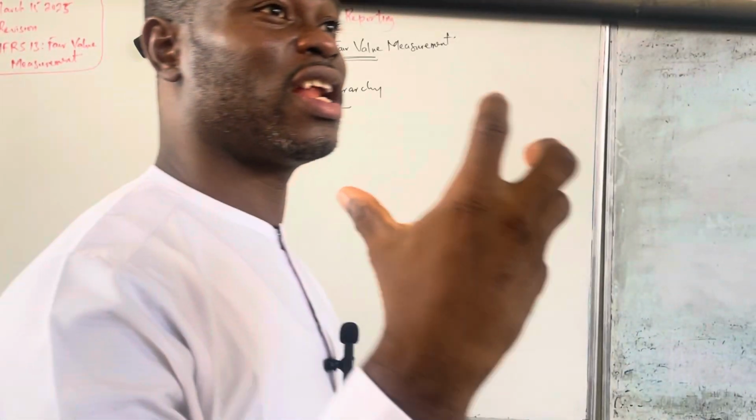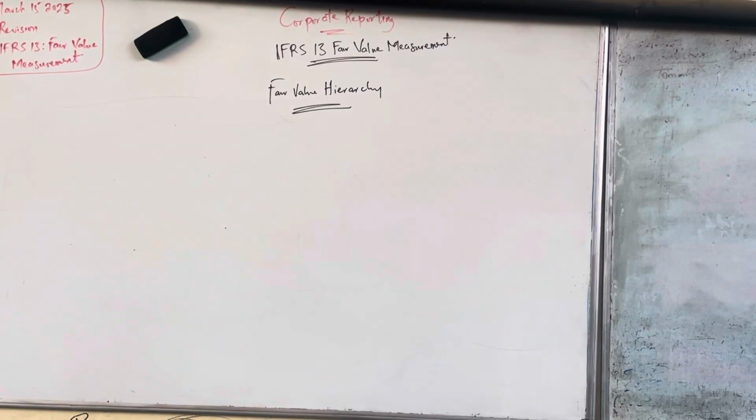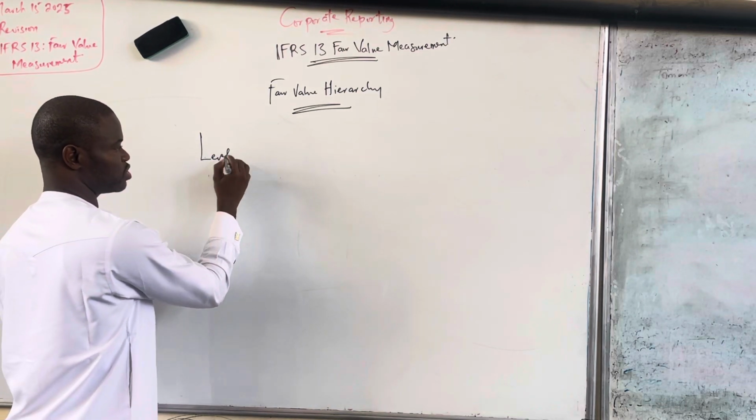Because we need to be able to understand as accountants which one is reliable, which one is most reliable, and which one is least reliable. So this fair value hierarchy is now putting them from the most reliable to the least reliable in terms of levels. The one with the highest level, we believe that is the one that is very objective, and that is the one that is most reliable. Okay? So there are three levels here.